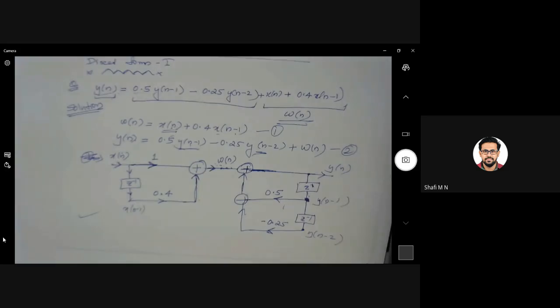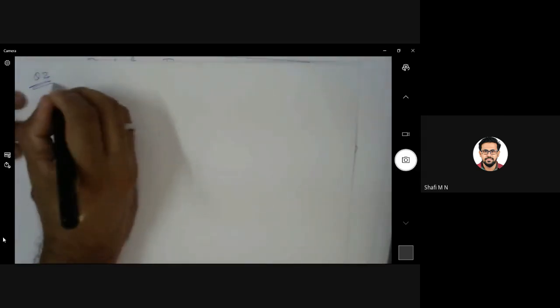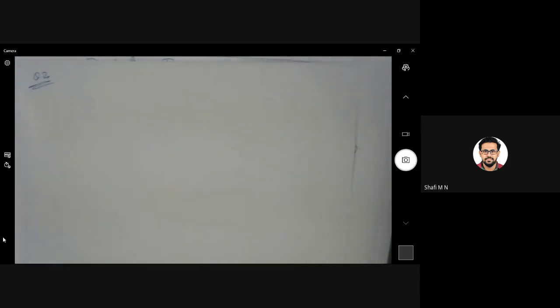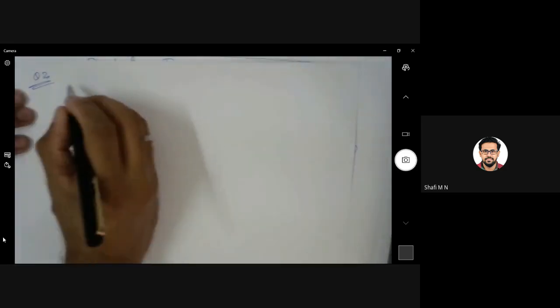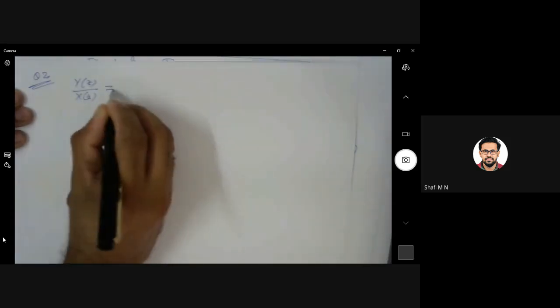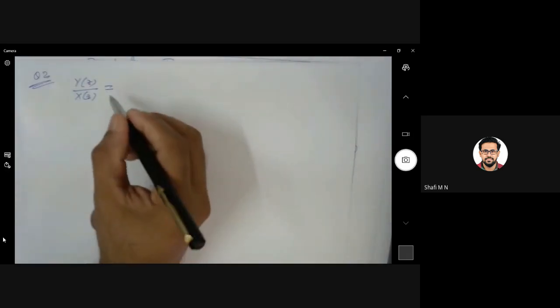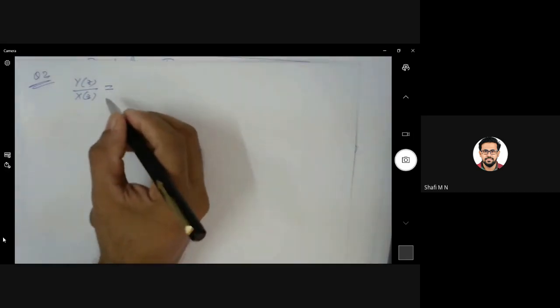Let's see another problem. Okay, let's solve another problem. So you write the second question. You write this question: obtain the direct form 1 realization of the given system. I will do a transfer function. Okay, y of z by x of z. You have to obtain the direct form 1 realization of the given system.